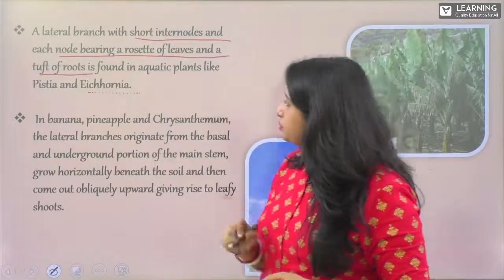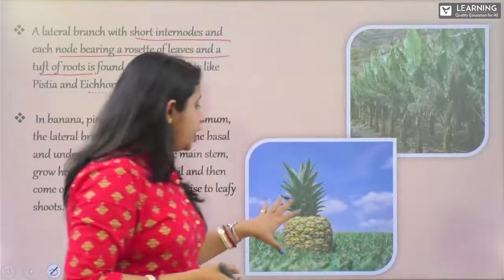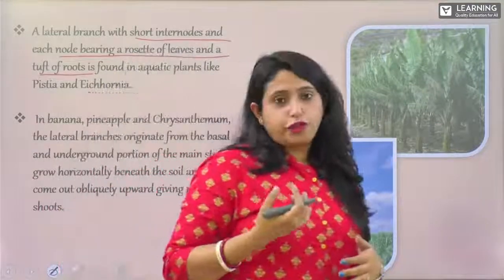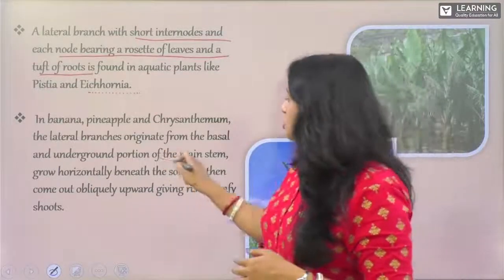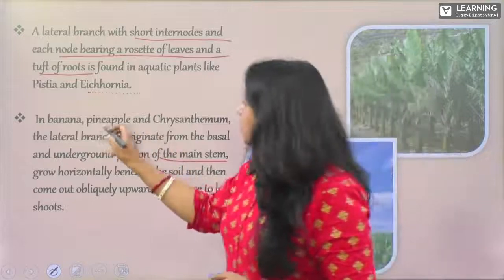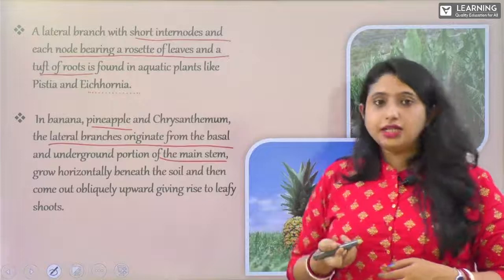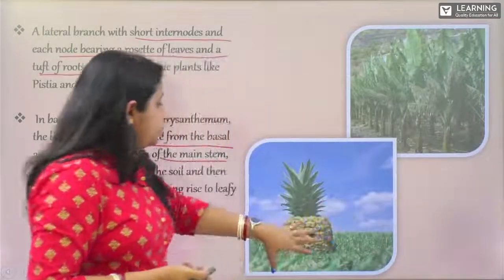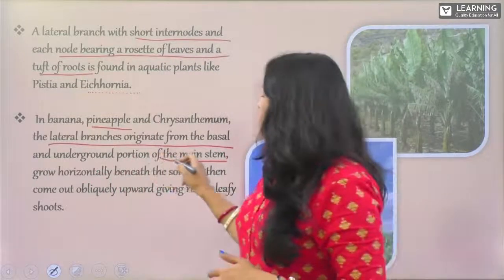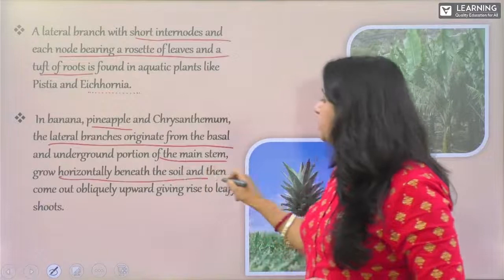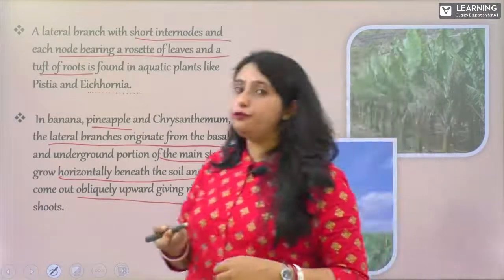Eichhornia, okay. In banana and pineapple, as you can see, the lateral branches originate from the base, from the underground portion. The main stem grows horizontally beneath the soil and comes out obliquely upward, giving rise to leafy shoots.